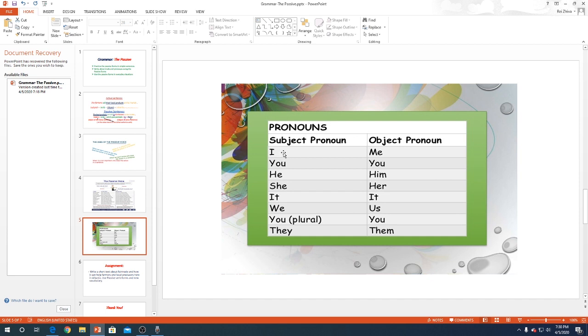I cooked the food. The food was cooked by me. You cooked the food. The food was cooked by you. He cooked the food. The food was cooked by him. She cooked the food. The food was cooked by her.